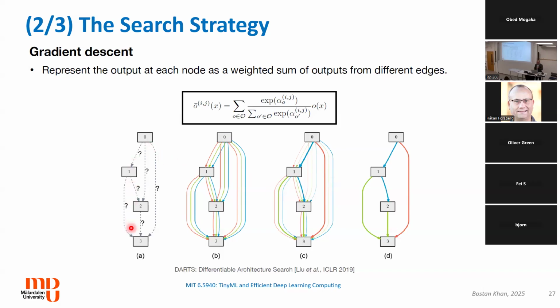Initially, from 0 to 1, all of them are connected, and all of them have multiple types of kernels. They start training, and with time they try to figure out which connections are the best and which type of kernels we need to select in this case.